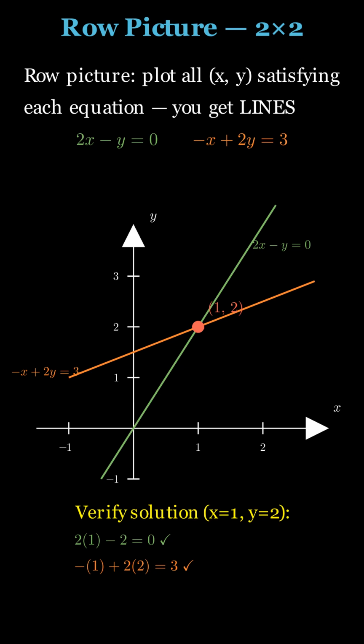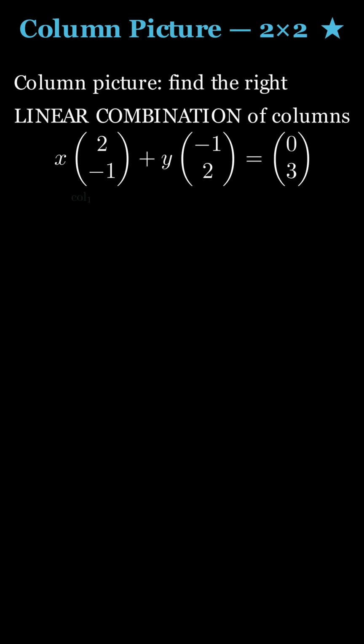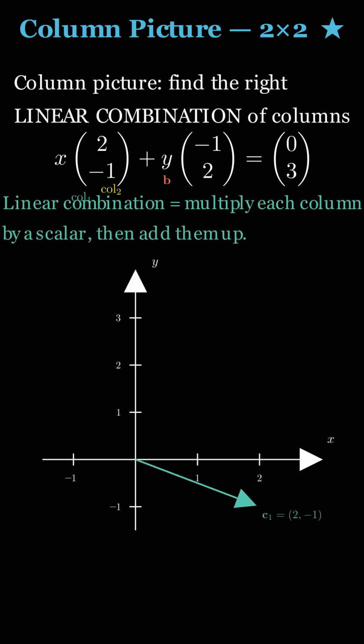Let's verify. 2 times 1 minus 2 is 0. Correct. Negative 1 plus 2 times 2 is 3. Correct. The solution is x equals 1, y equals 2. Now the column picture. This is the key idea of the whole course. Instead of looking at one equation at a time, we look at one column at a time.